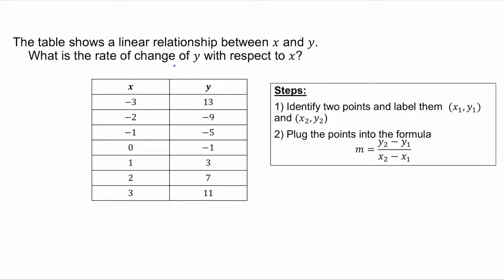So let's look at an example. This table shows a linear relationship between x and y. What is the rate of change of y with respect to x? This phrase, rate of change, is the key phrase that tells you that you're going to be using the slope equation.